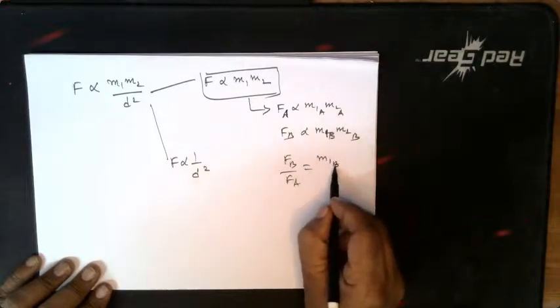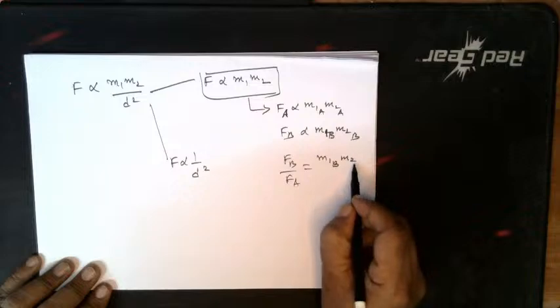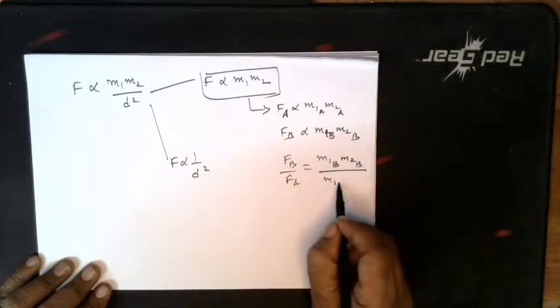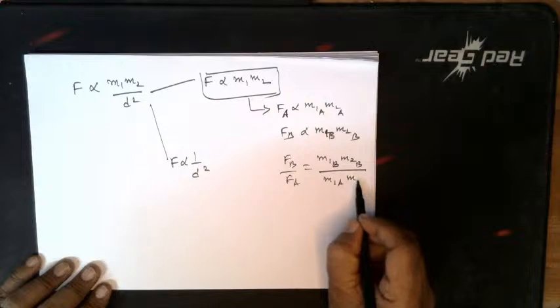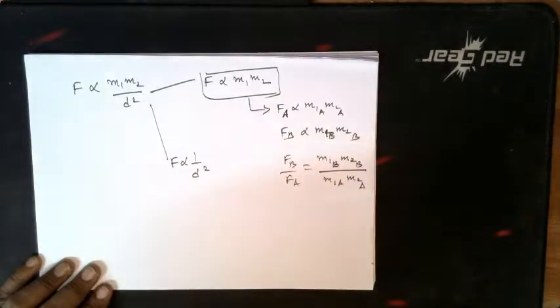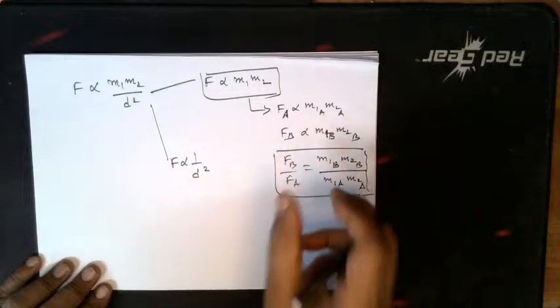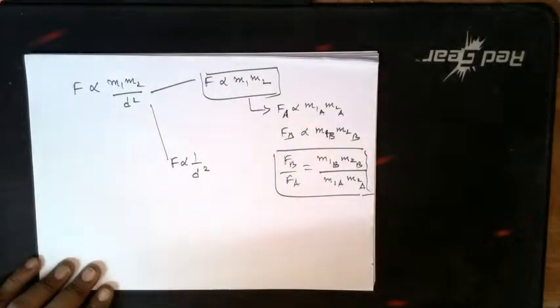So simply, dividing the proportionalities, we get FB by FA equal to M1B into M2B divided by M1A, M2A. Is it clear? Okay. So you can maintain this equation. Based on that you can easily fill up and proceed.